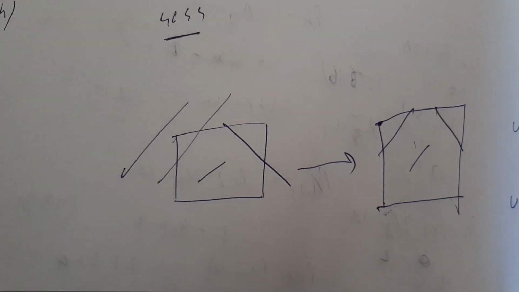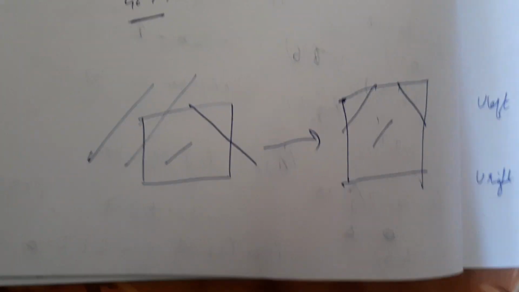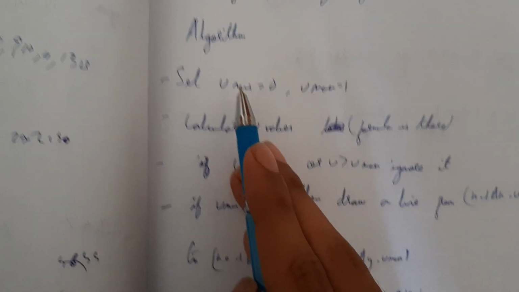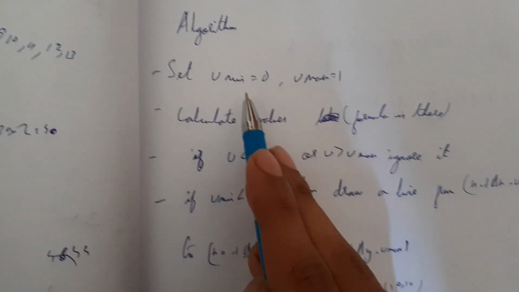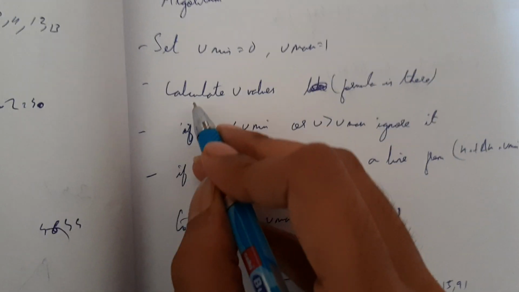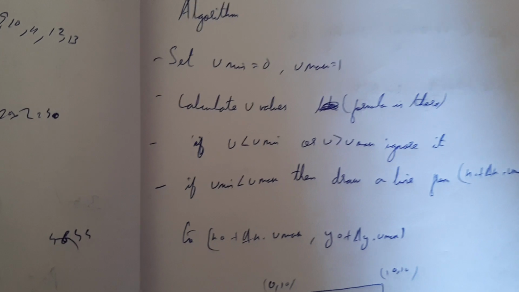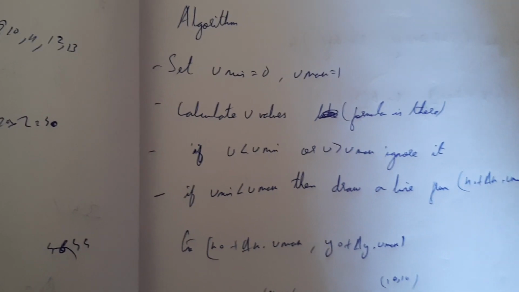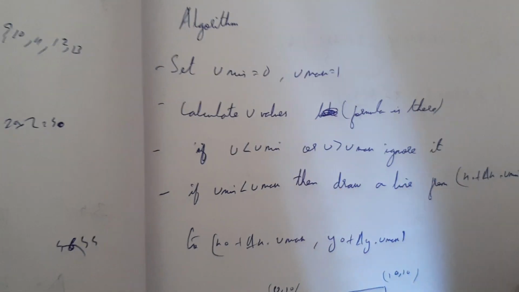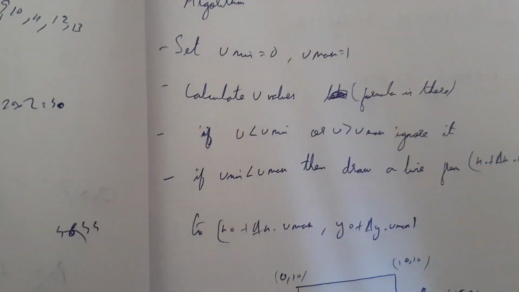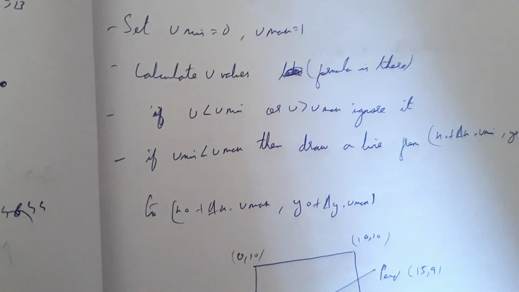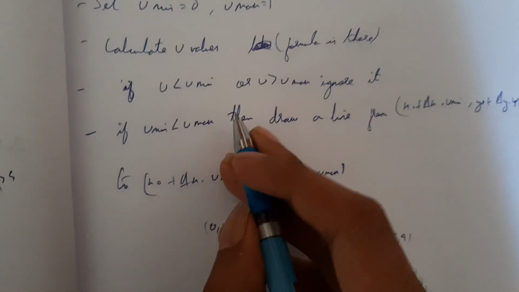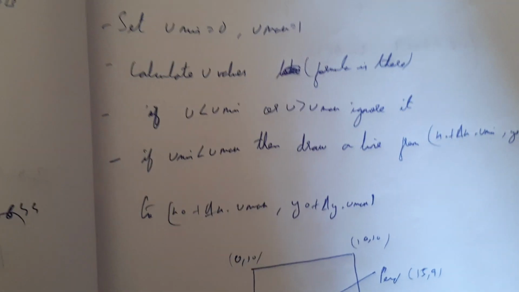I think now you must have got the idea of line clipping and what it means. Let's see how it works. This is the Liang-Barsky algorithm. First, we assume some u min and u max. We set u min equal to 0 and u max equal to 1. Then we calculate u values. There are 4 u values: u left, u right, u top, u bottom. There's a formula, I'll tell you about it. Then we check if the u value we found, like u left for example, is greater than u min, or if it is greater than u max or not. If these conditions are satisfied, then we consider the value.